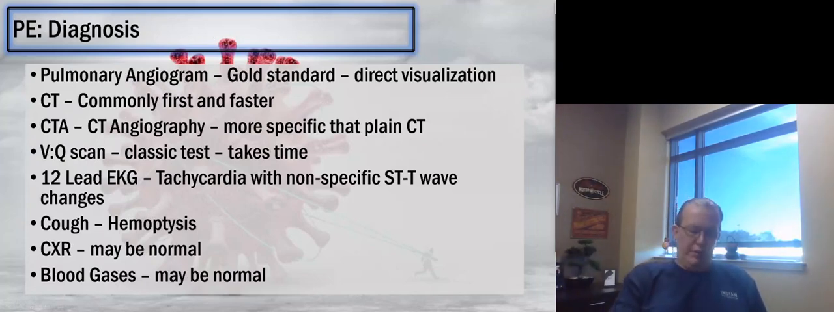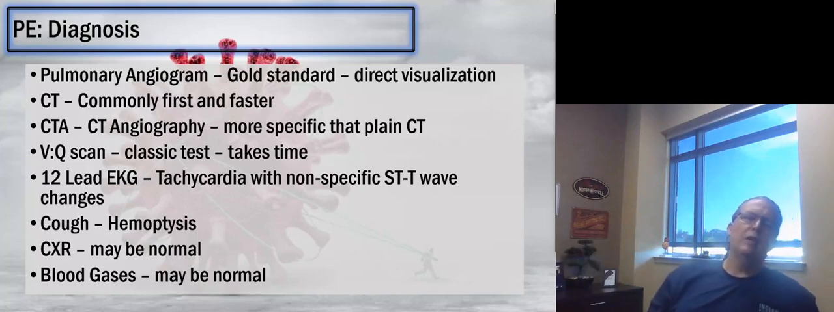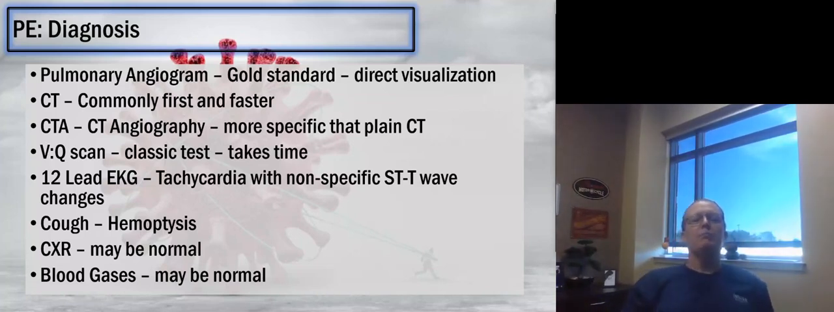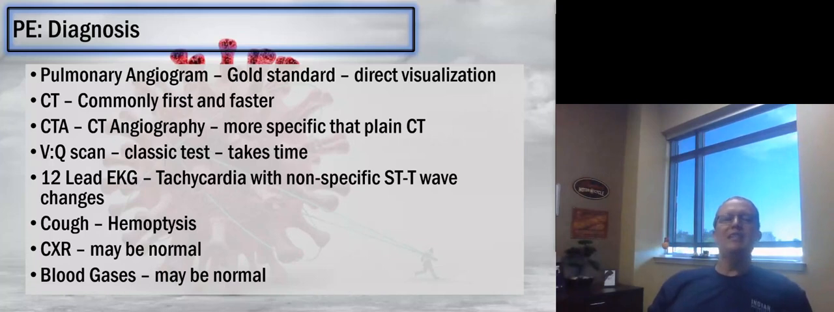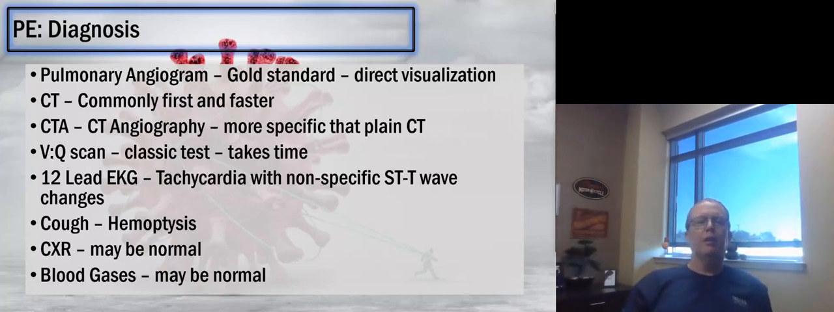Now, historically, as far as diagnosis of pulmonary embolism, the gold standard for the diagnosis of pulmonary embolism has always been a pulmonary angiogram. A pulmonary angiogram is when we take patients into invasive radiology and interventional radiology and inject contrast into their pulmonary arterial blood flow. And that allows us to directly visualize the location of any thrombi in the pulmonary capillary bed.